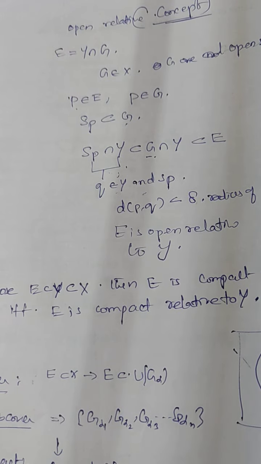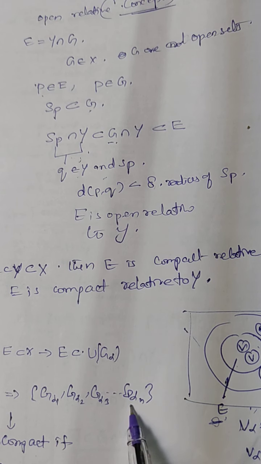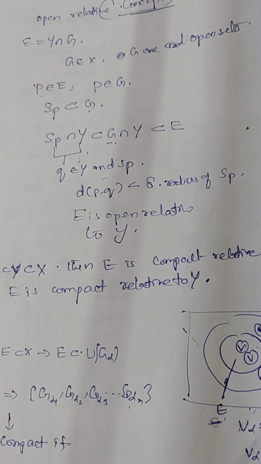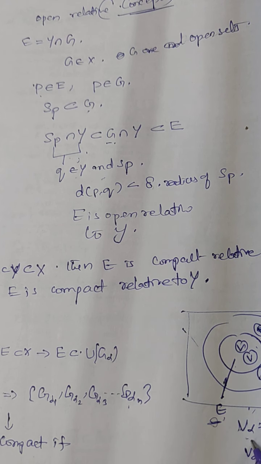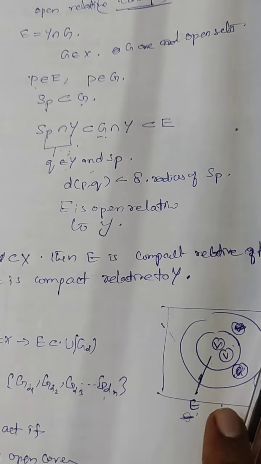Since E is compact, it will contain a finite subcollection. All right, then from that we can conclude that E is a subset of Y. Since E is a subset of Y, whenever Y intersects with these G alphas that we have concluded, we get the V alphas, which admit a finite subcovering for E as well. Now from that we can conclude that E is compact relative to Y.